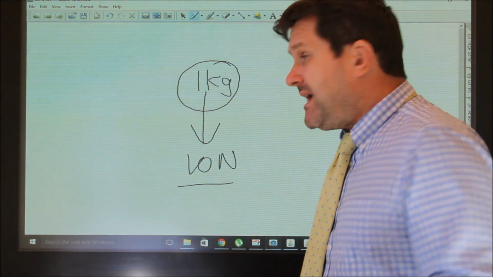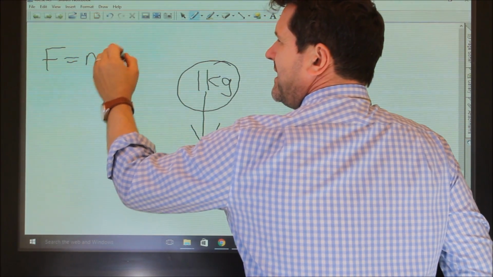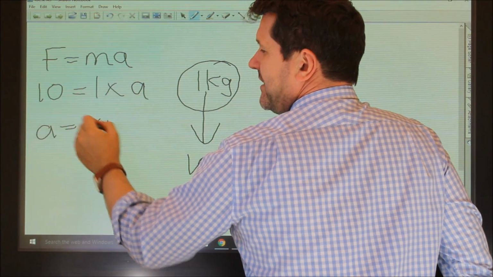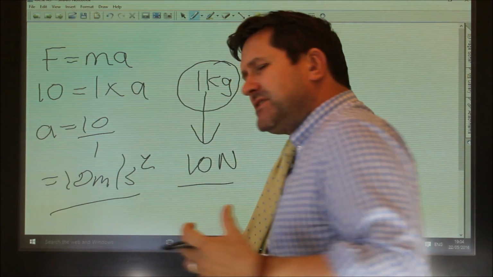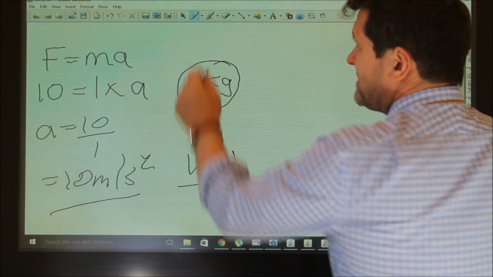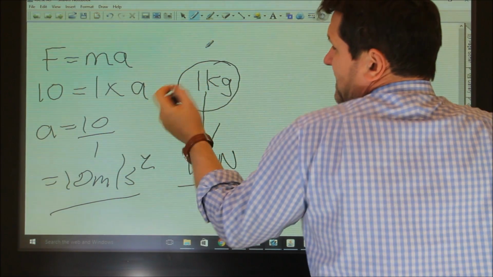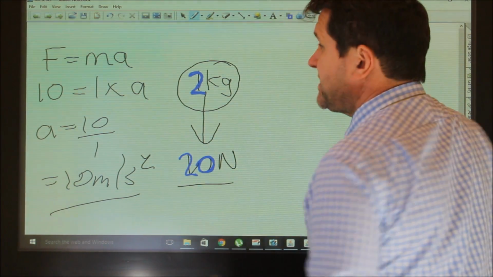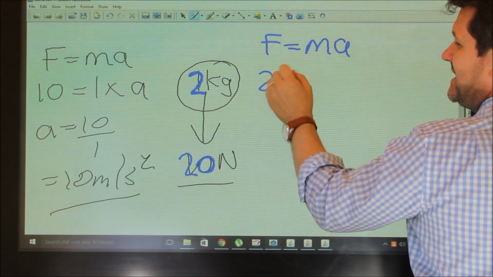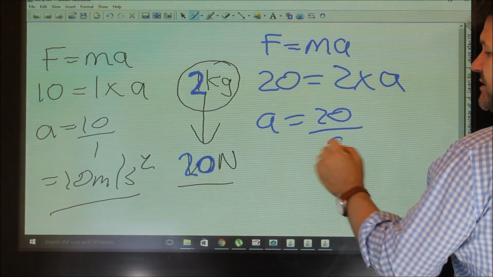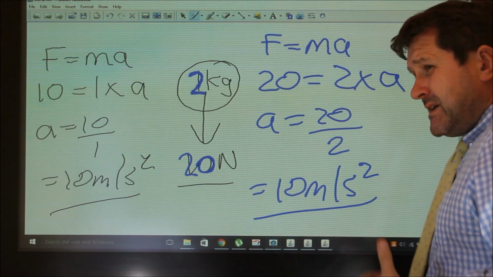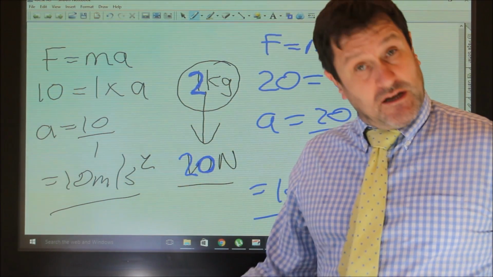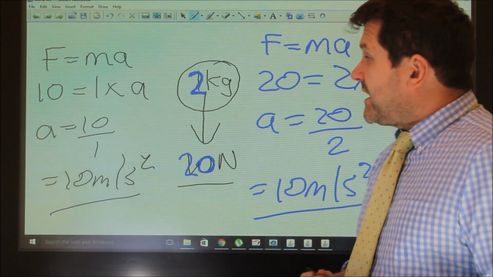Now if we were to do the maths on this and use F is ma, we could say F equals ma. The force is 10, the mass is 1, therefore a is 10 over 1, which is 10 meters per second squared. So the acceleration due to gravity is 10 meters per second squared. And if we were to change this and say, well, let's make this a 2 kilogram mass. Therefore the weight is 20 newtons. Do the maths again. F equals ma, 20 equals 2 times a, a is 20 divided by 2, which is 10 meters per second squared. So it's irrelevant what the mass is, it will always accelerate at 10 meters per second squared regardless, as long as it's on Earth.